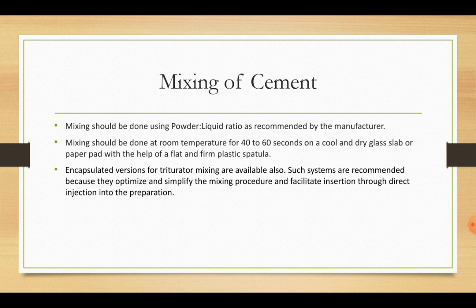Now mixing. Mixing should be done using the powder liquid ratio as recommended by the manufacturer. The powder liquid ratio can vary according to the different manufacturers. Mixing should be done at room temperature for 40 to 60 seconds on a cool and dry glass slab or paper pad with the help of a flat and firm plastic spatula. It is very important that if we use a glass slab, it should be cool and dry. We can also use a paper pad, and the instrument used for mixing is a flat and firm plastic spatula.